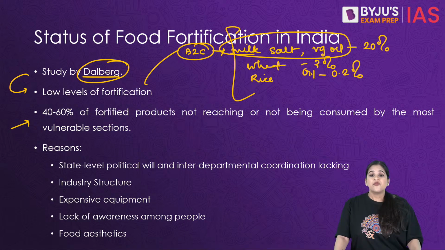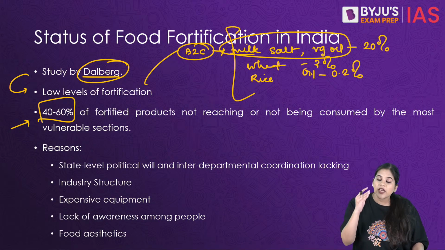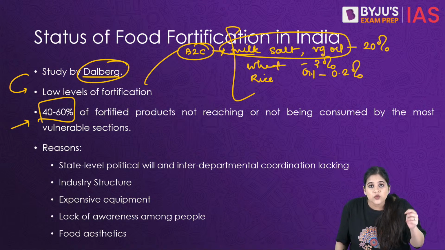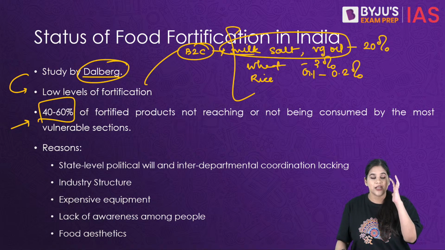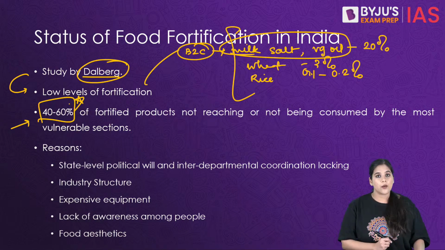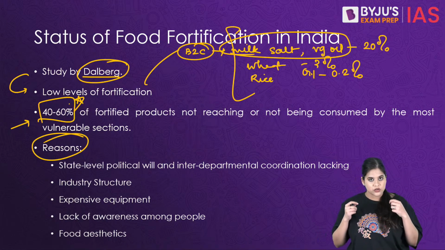Moreover, 40 to 60% of these fortified products are not even reaching the targeted audience, especially the most vulnerable sections of the society, that is the women and the children. So this is a very major amount. So what are the reasons for low level of fortifications in India?